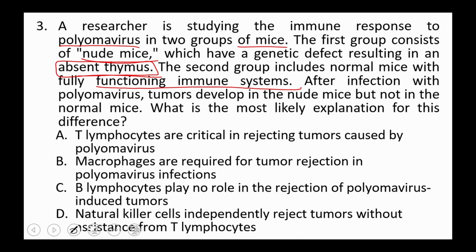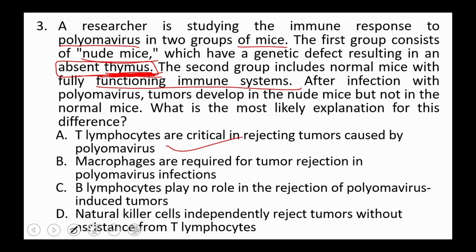So we have two groups of mice. One immune deficient, one is normal. Immune deficient because they don't have a thymus. So the question is about the function of a thymus. T lymphocytes are critical in rejecting tumors caused by polyomavirus. This could be the answer because thymus is the site of maturation for T lymphocytes.